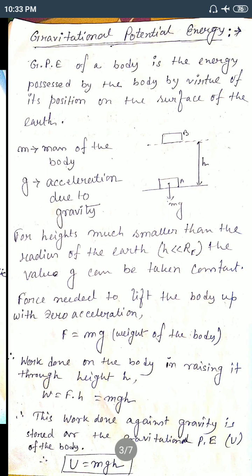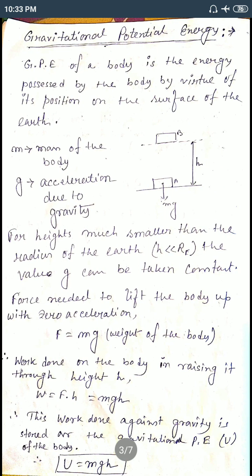Now, details about gravitational potential energy. In one word we can say that it is the energy possessed by a body by virtue of its position on the surface of the earth.